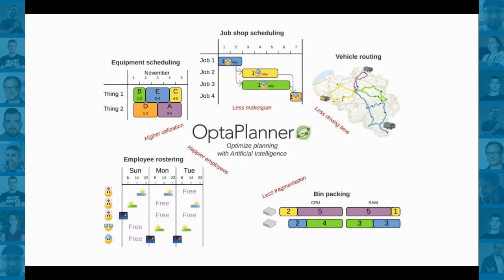Optimization AI is one of the most profitable AI disciplines. For example, vehicle routing can save even hundreds of millions of US dollars per year for some big companies. This is all nice, but how should we proceed if we want to optimize a new planning problem?